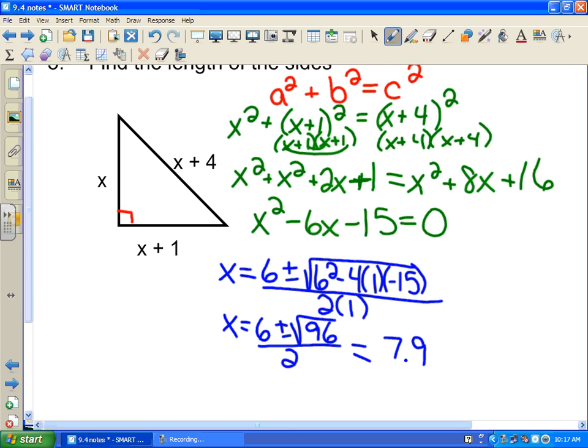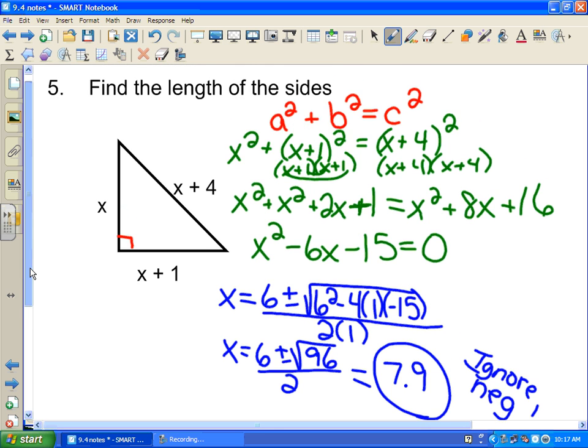And then you have 6 minus 9.8. It's negative 3.8, and then divide that by 2 and tell me what you get. Negative 1.9. I'm not even going to write that down, because if we're finding the length of the sides of something, can you ever have a negative length? No. So ignore any negative answers. So that's most of the answer. There is one more thing you have to do, but it's easy.